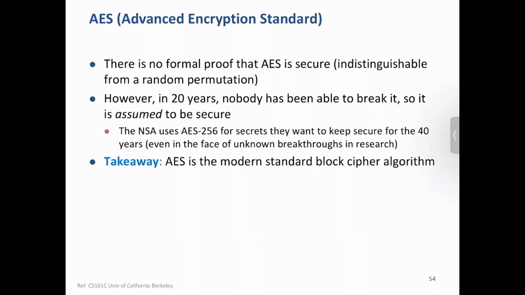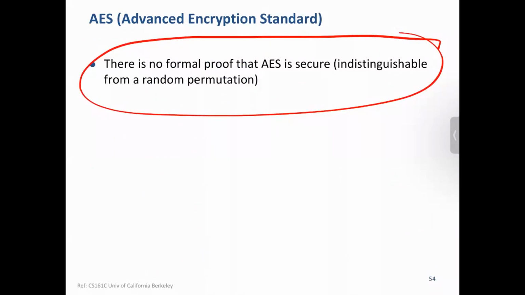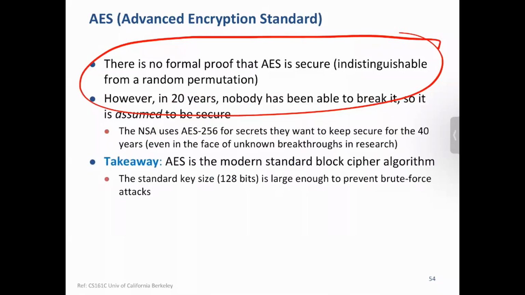Now we have seen what we are doing. We are substituting, there are multiple rounds, we are doing exclusive OR, we are shifting rows, we are doing column level manipulation. So can we prove that it is secure? No. We cannot prove it, but it has been secure. Nobody is able to break it.